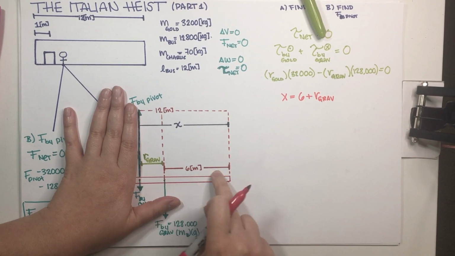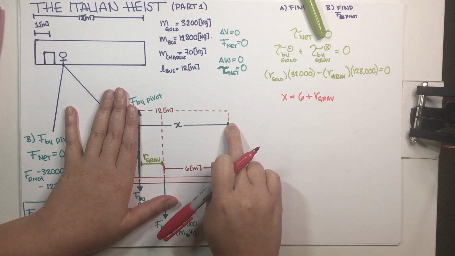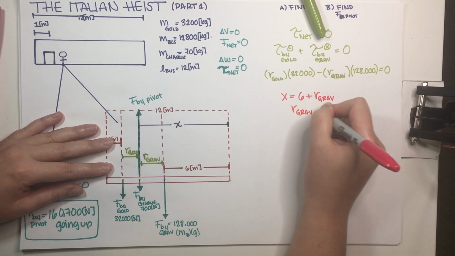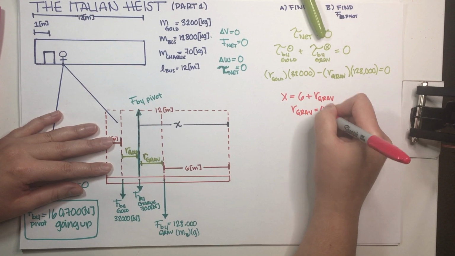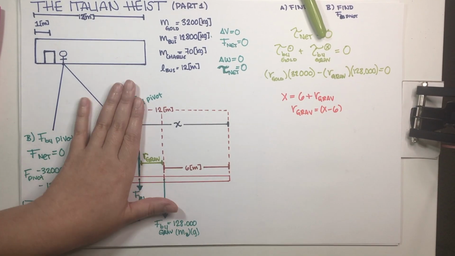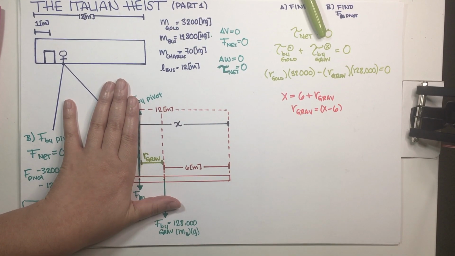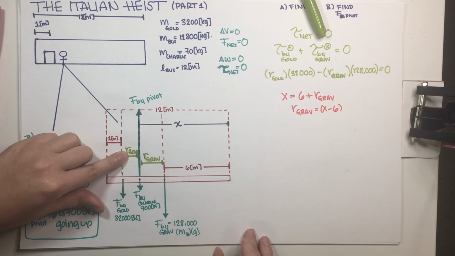Because if you add 6 plus r, that's going to be equal to x in length, right? Well, this just means that our gravity is equal to x minus 6. See what I did there? If you have x and you take away 6, then you get our gravity. Now we're going to go ahead and do something very similar for the gold.